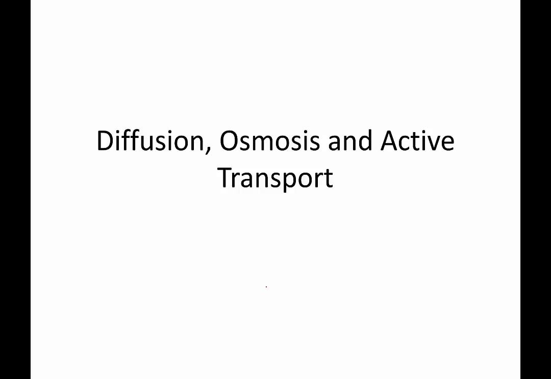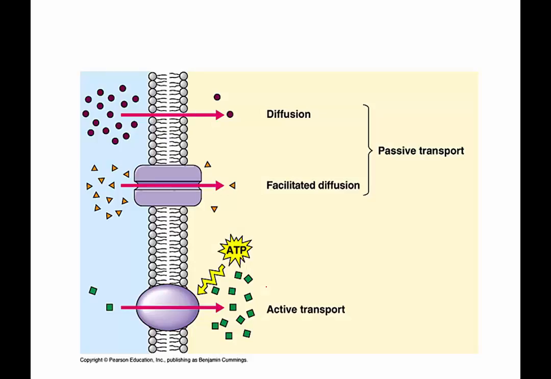So the next thing we're going to talk about is diffusion, osmosis, and active transport. As the video alluded to, there are actually proteins embedded in the plasma membrane. And we're going to see that some of those proteins play a huge role in a couple of these functions. As an overview, I have this slide right here. This slide talks specifically about diffusion.